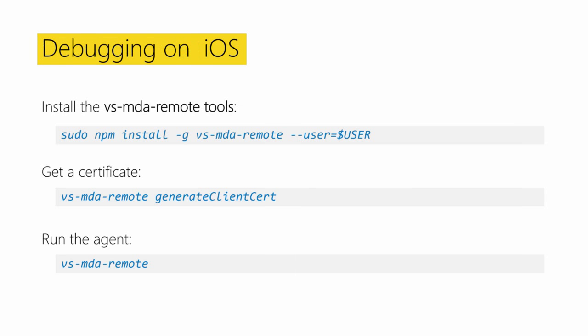Before we get there, here are some of the commands you need to run to get the NPM package for VSMDA remote installed and working on your Mac build machine. All this should be pretty straightforward. You go to the Node Package Manager and install the VSMDA remote agent into your user account. Once you've done that, the command for generating a certificate is vs-mda-remote with the argument generate client cert. Once you've done that and retrieved some of the values, just run the agent by calling vs-mda-remote. Let's look at all of this in a quick demo.